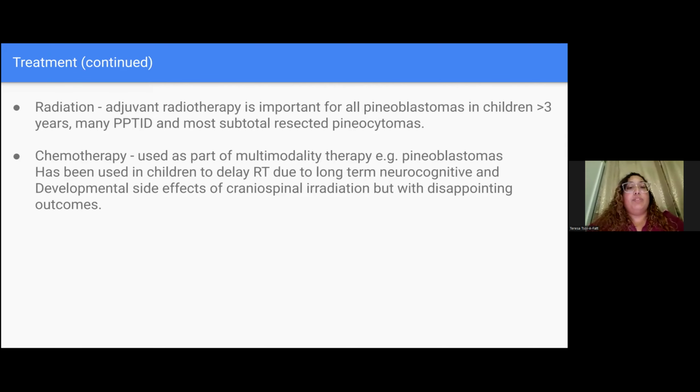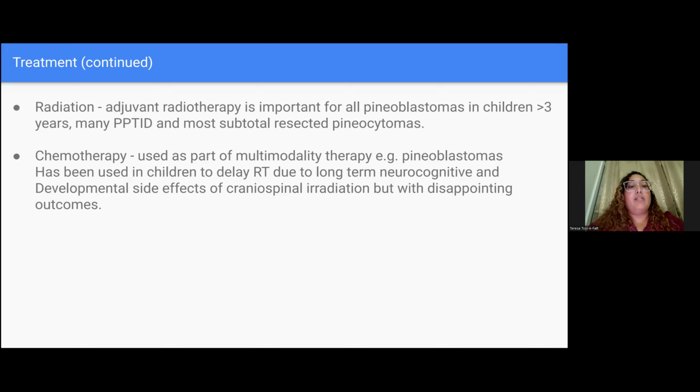Another treatment option is radiation. So this is adjuvant radiotherapy, and it's important for all pineoblastomas in children greater than 3 years of age, many pineal parenchymal tumors of intermediate differentiation, and most subtotally resected pineocytomas.